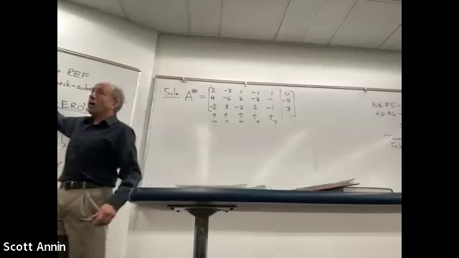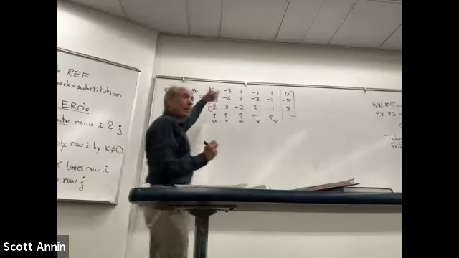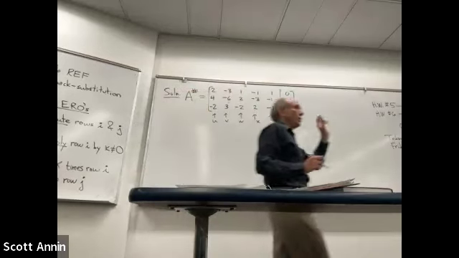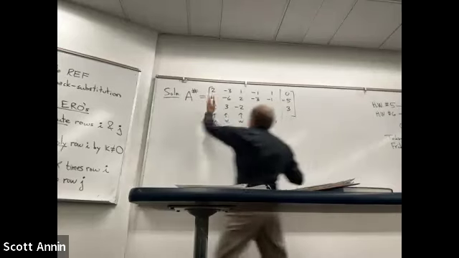So I've got my A sharp. The next step is to use EROs. So I'm going to try to get this thing into row echelon form. Now remember that in the row echelon form, you have to have pivots, and the pivots have to be 1. I don't see any 1s over here on the left part of the matrix.